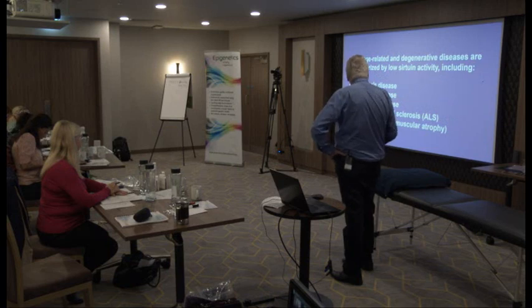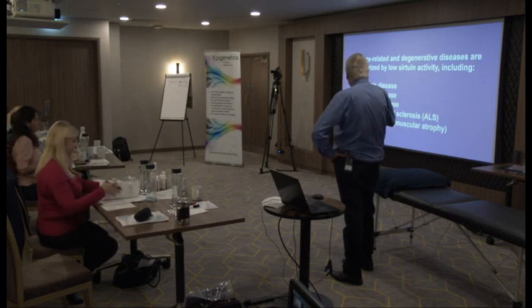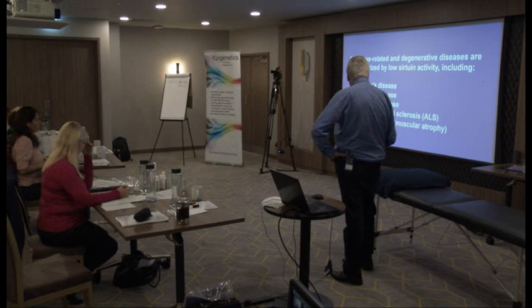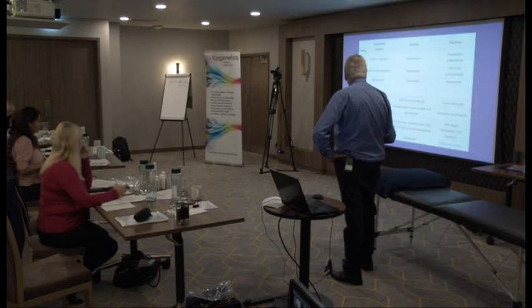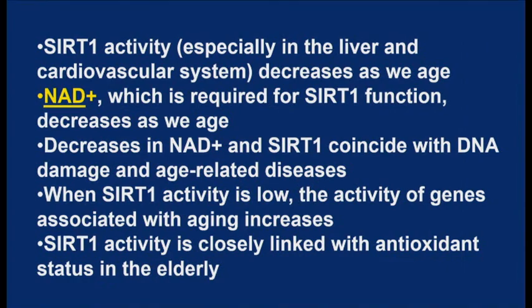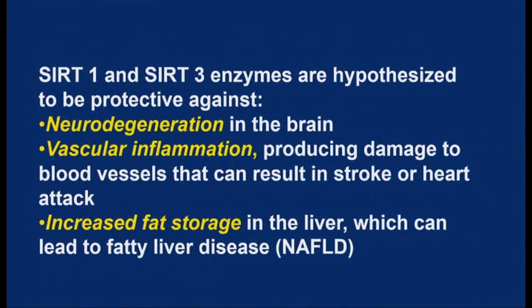So low levels of sirtuins are implicated in cancer, Alzheimer's, Parkinson's, Huntington's, amyotrophic lateral sclerosis, and motor neuron disease. We've done that little sheet there. We've talked about NAD.